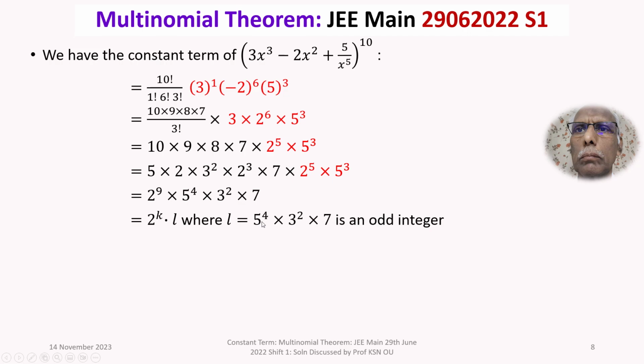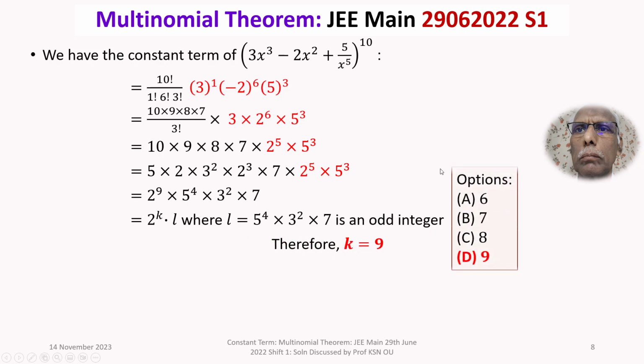5 is an odd integer, and the product of odd integers is again an odd integer. So 5 power 4 is an odd integer, 3 square is an odd integer, 7 is an odd integer. The product is an odd integer. I'm sorry, it is an odd integer, it's not prime. Agreed. So L is an odd integer, and 2 power k is 2 power 9. Therefore k is equal to 9.